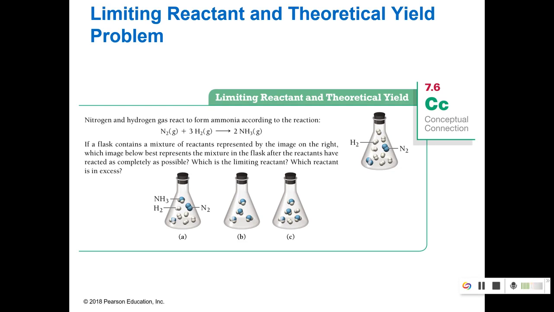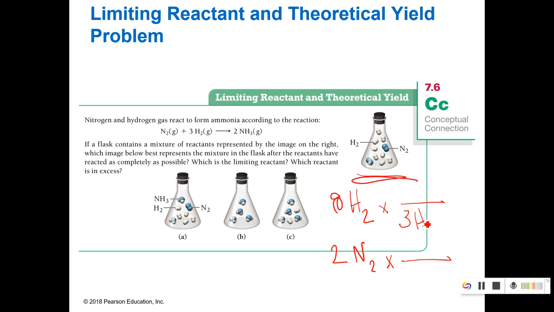Okay, so here we have a reaction with nitrogen and hydrogen to make ammonia. It says, if a flask contains a mixture of reactants represented in this image to the right, which image below represents the mixture in the flask after the reactants have reacted as completely as possible. So what you want to do first is count. So I count 1, 2, 3, 4, 5, 6, 7, 8 H2s and 2 N2s. So then we're going to do our mole ratio of each.